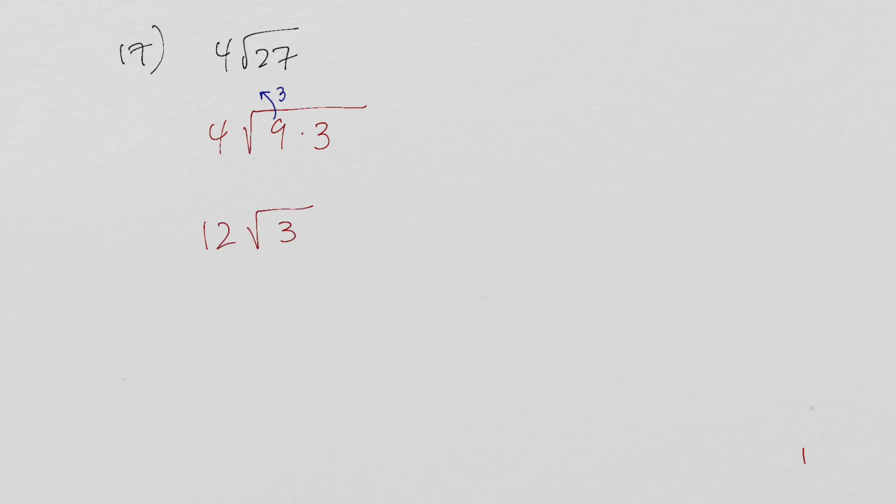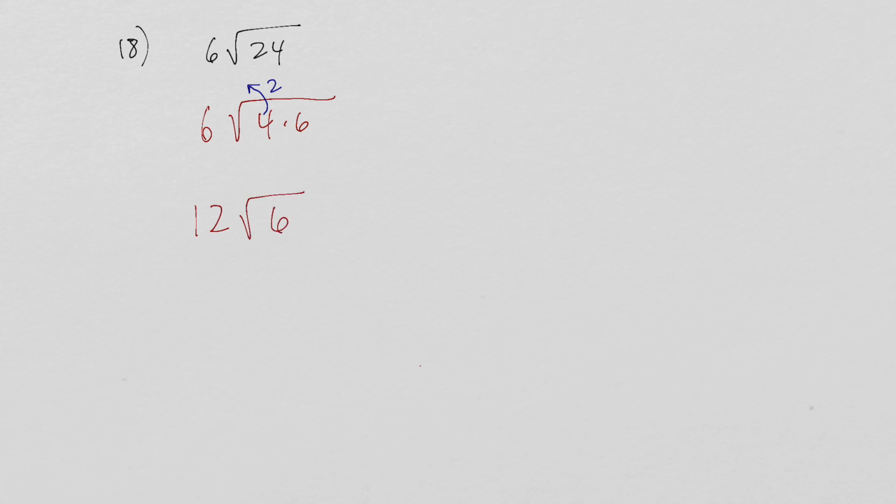Number 17 is 4 root 27. We're going to rewrite this as 4 times 27 can be written as 9 times 3. You take out the 9 by square rooting and it becomes a 3, and this 3 multiplies by that 4 that's already out there and gives us a 12, and we're left with that root 3.